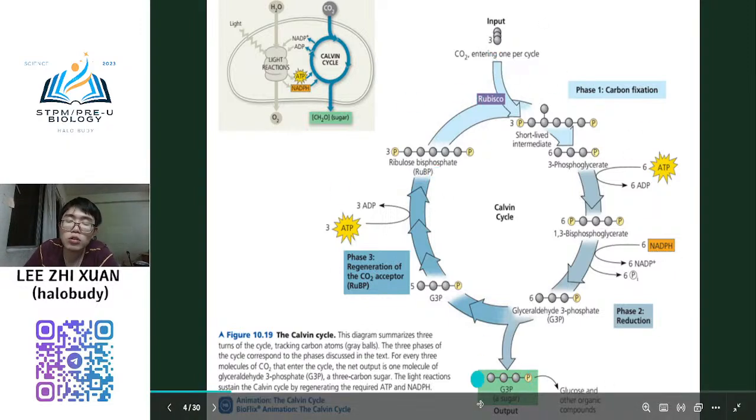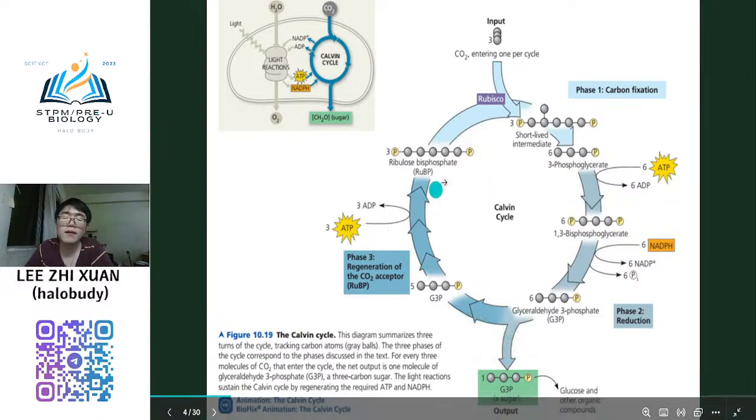So if you want to produce one glucose molecule, you need to have 2 cycles. Nak 2 cycle baru boleh produce one glucose molecule. One cycle is not enough. You want to have 2 cycles.